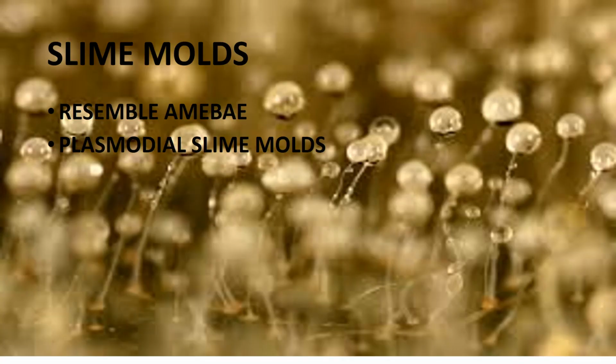Slime molds. Cellular slime molds resemble amoebae and ingest bacteria by phagocytosis. Plasmodial slime molds consist of a multinucleated mass of protoplasm that engulfs organic debris and bacteria as it moves.